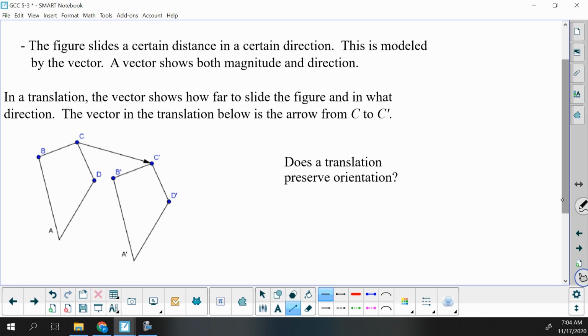So we want to know, does it preserve orientation? Well, let's start at point A here and go clockwise. We would have A, B, C, and D. If we start at A prime and go clockwise again, we have A prime, B prime, C prime, D prime. So those are the same order, so yes, it does preserve orientation. The one we saw yesterday is the one that will not, the line reflection.